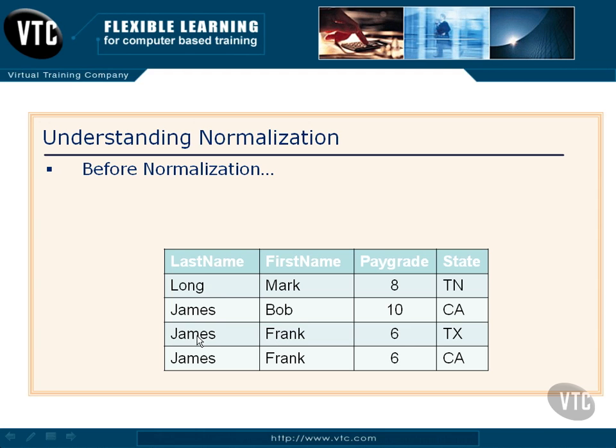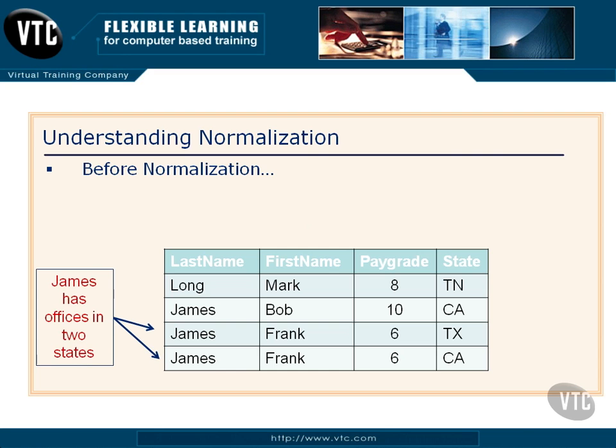But notice Frank James is pay grade 6, he's in Texas, but Frank is an engineer and he also has an office in California as well. So Frank has two offices. How do we handle that in this table except that we put in Frank James twice and we put in the pay grade twice? Well, there is a way that we can take care of this. We can normalize this table.